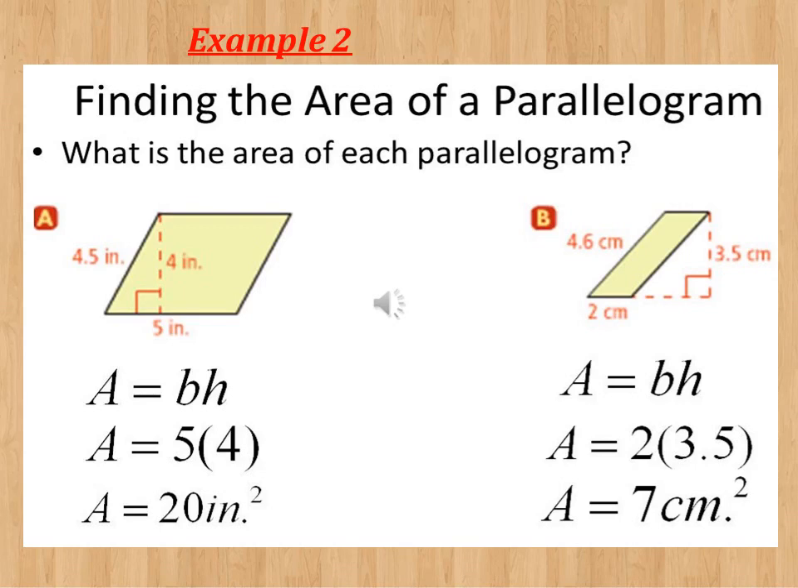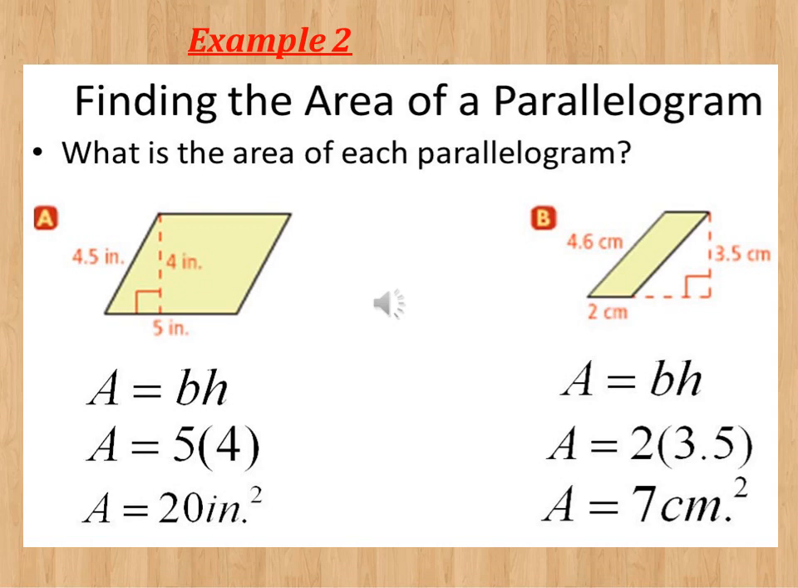Now, using that formula for the area of a parallelogram, we can do 2 examples. In example A, we have a parallelogram whose lengths are given in inches, and the height is 4 inches, and the base is 5 inches. The other side of the parallelogram is 4.5 inches. So we are interested in the height and the base. The height is 4 inches and the base is 5 inches. So the area of this parallelogram will be base times height, which is 5 times 4, giving us 20 inches squared.